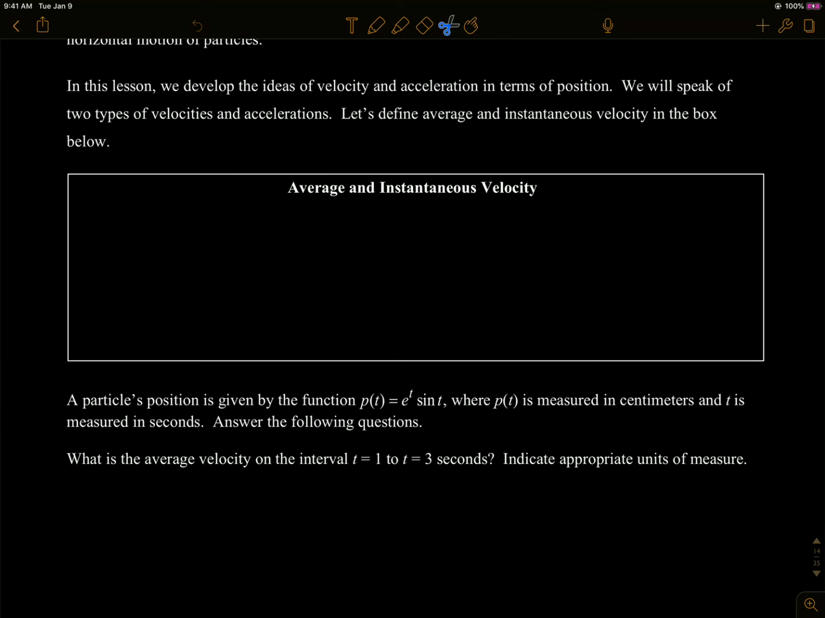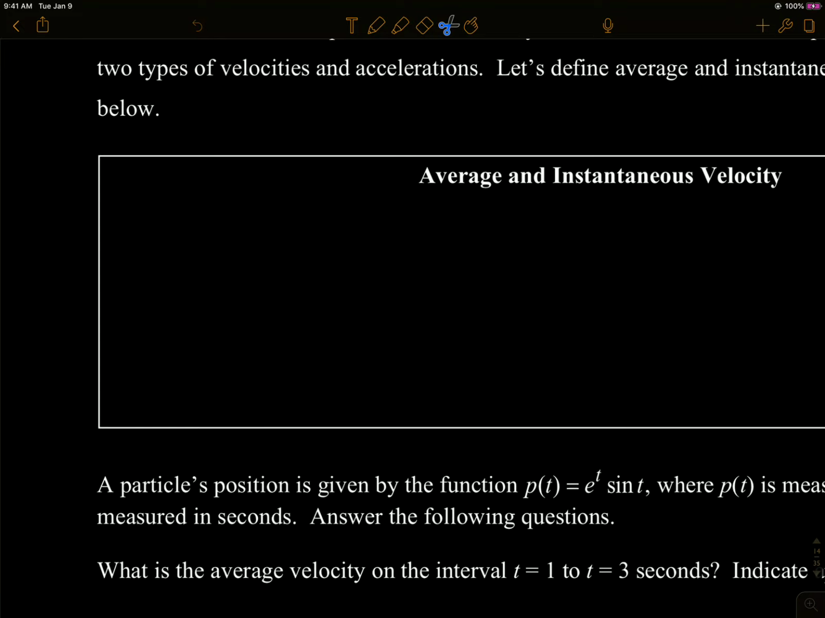In this lesson, we're going to develop the ideas of velocity and acceleration in terms of position. So we're going to speak of two types of velocities and accelerations. Let's define average and instantaneous velocity in the box below.